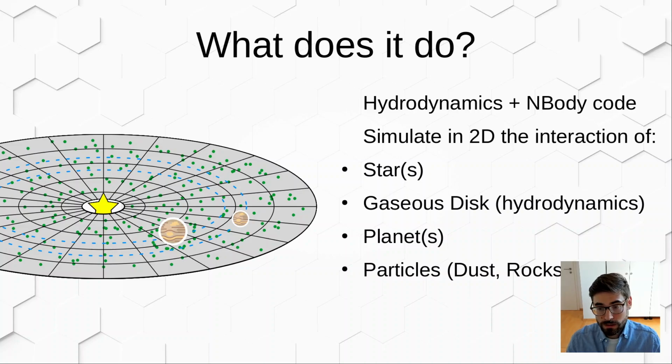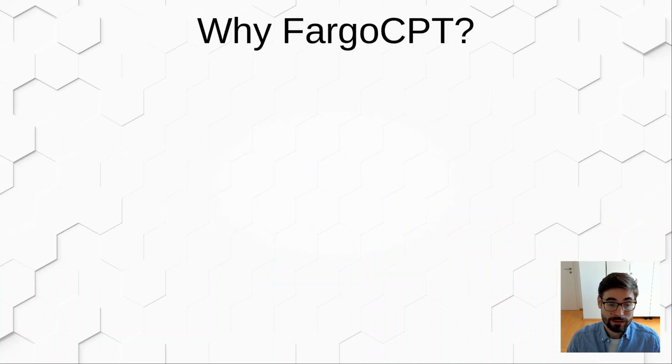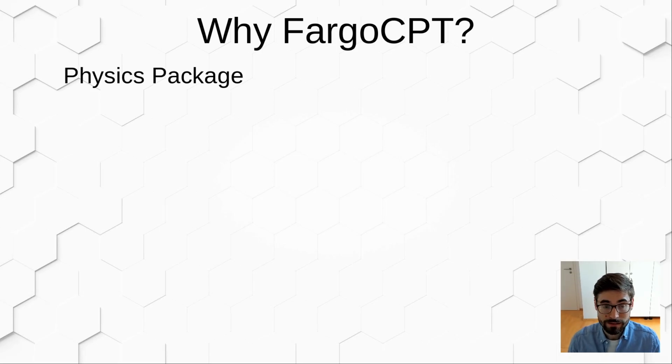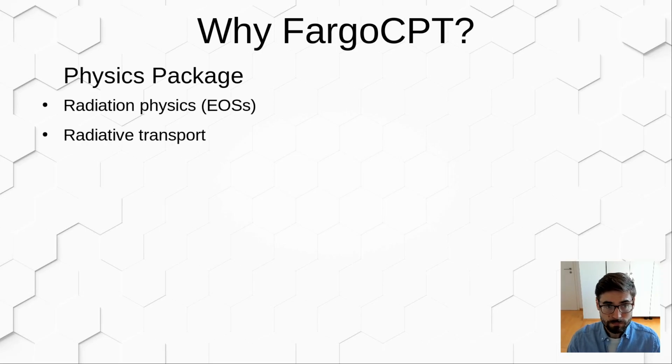Now, why should we use this code, FargoCPT, instead of maybe other codes? Well, one argument here is that we have a big package of physics modules. I think this set is unique at this moment for publicly available codes. Additionally to the hydrodynamics part and the n-body solver, we also have radiation physics. This includes treating energy transport in the disk.